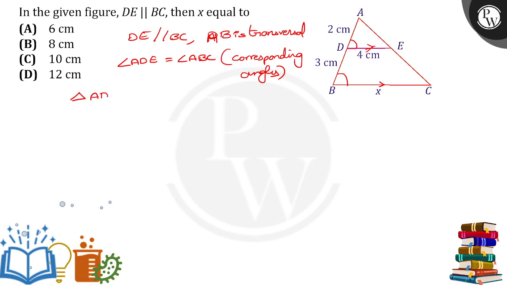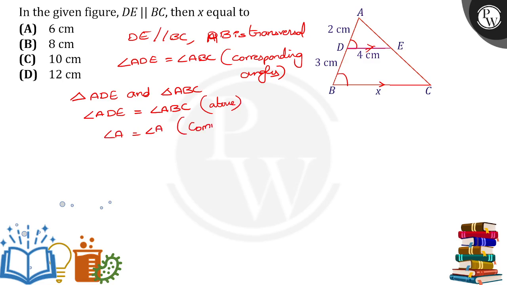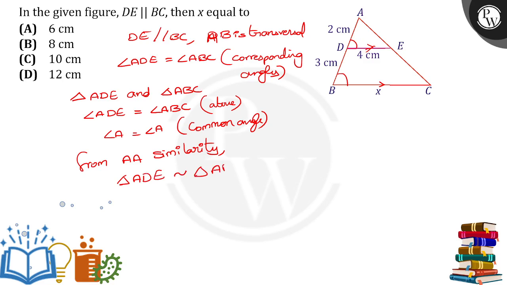Now I am going to take two triangles. What are they? Triangle ADE and triangle ABC. In these two triangles, the first angle, angle ADE, is equal to angle ABC, that is from the above proof. And angle A is equal to angle A because it's a common angle of both triangles. So from AA similarity, triangle ADE is similar to triangle ABC.